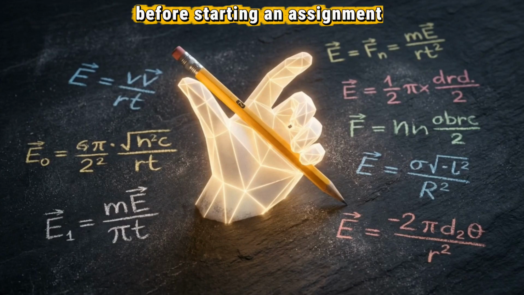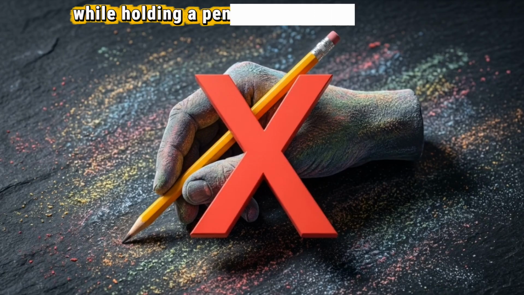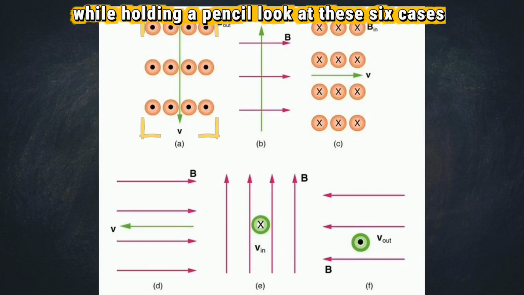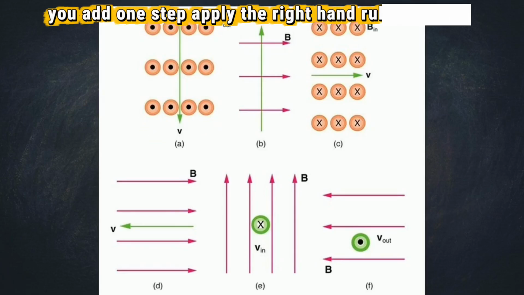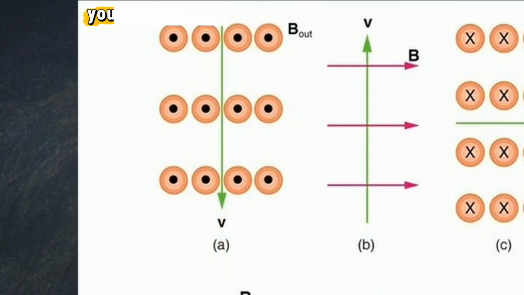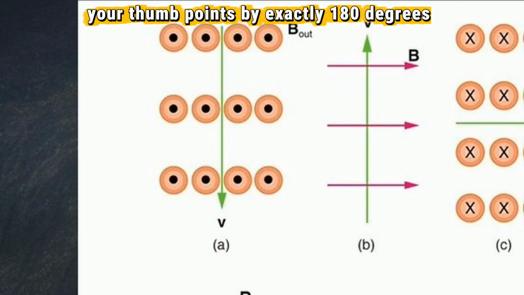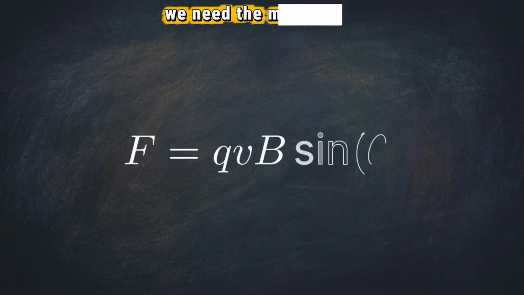Before starting an assignment, check your hand. It is very easy to use your left hand while holding a pencil. Look at these 6 cases. For negative charges, like electrons, you add 1 step. Apply the right-hand rule normally, but then reverse the direction your thumb points by exactly 180 degrees to find the true force direction.